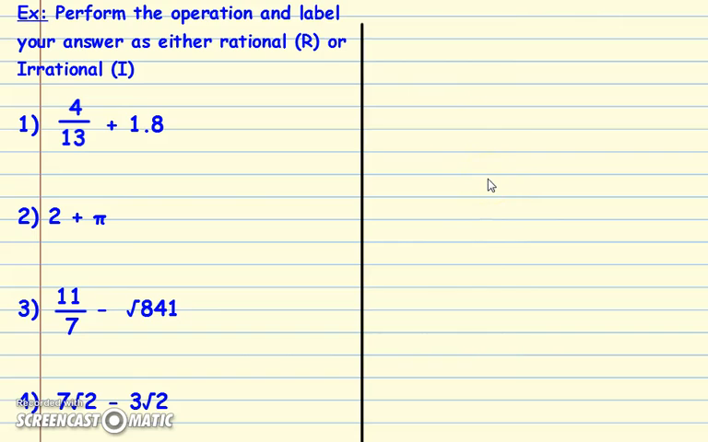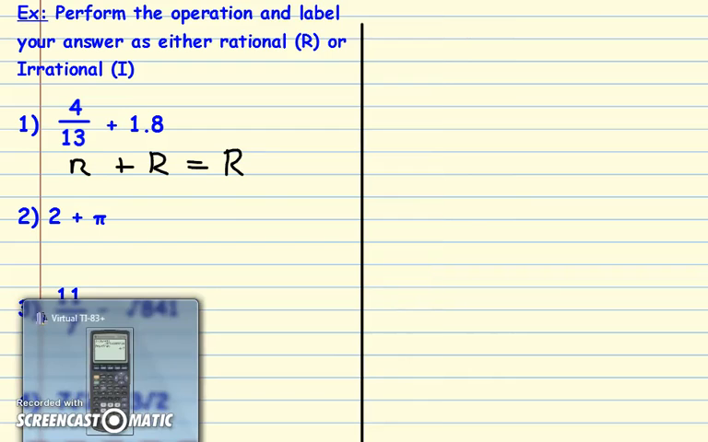For all of these, we need to perform the operation and label our answer as either rational or irrational. Right away I'm looking at number 1, and I see 4/13 plus 1 8/10. Just looking at this, I know that since this is a fraction, it's rational, plus I'm adding this decimal, which is also rational. And I know from the chart from the last slide, rational plus irrational is going to equal irrational. But you should always double check.